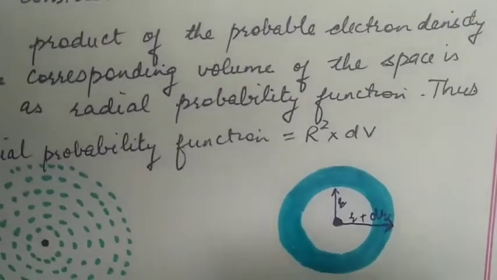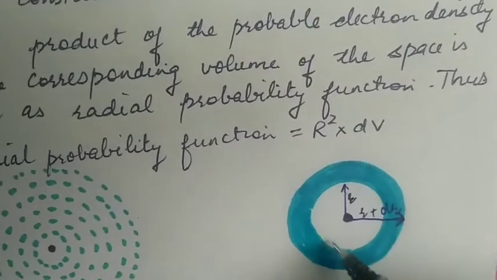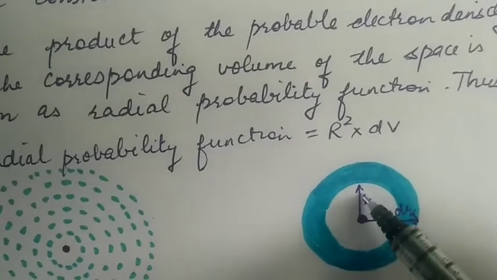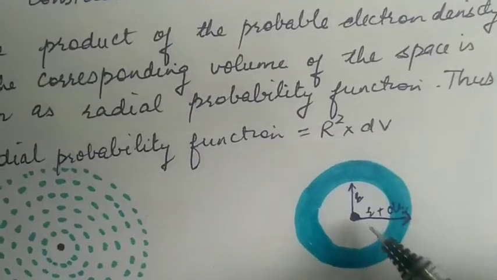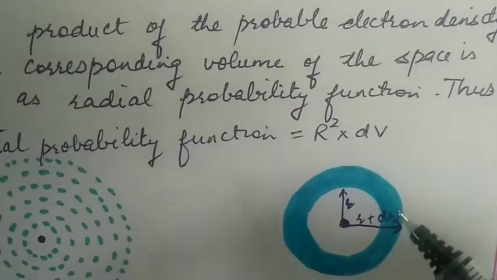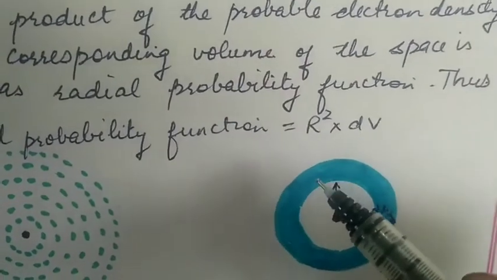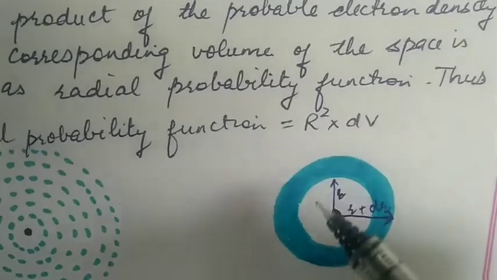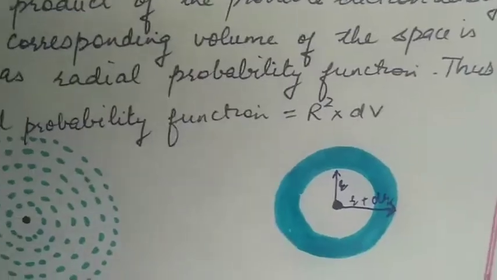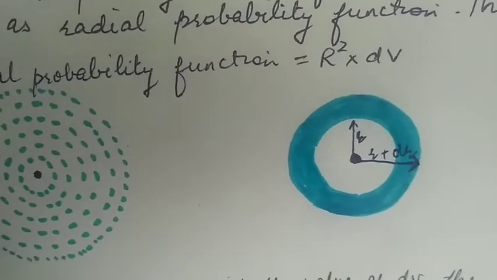So if we consider the shell of thickness dr, then this smaller sphere has a radius r, and the bigger sphere has the radius r plus dr. If you want to find out the volume of the shaded portion, then you will subtract the volume of inner sphere from the volume of outer sphere, and the formula for volume of a sphere is 4/3 pi r cube.